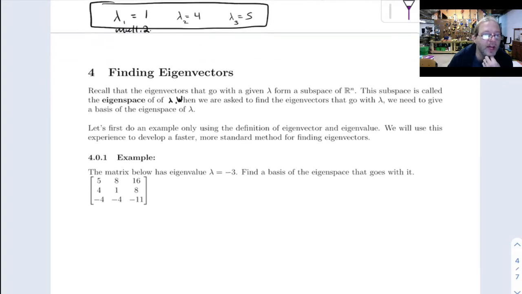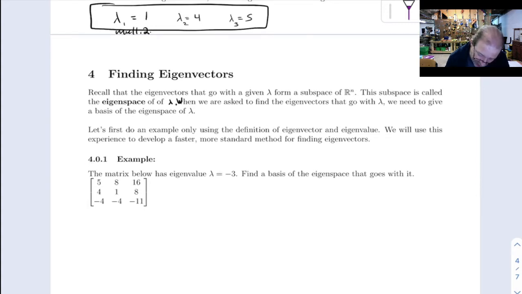All right, I want to look at how to find the eigenvectors that go with a given eigenvalue. Recall that the eigenvectors that go with a given eigenvalue form a subspace of Rn. This subspace is called the eigenspace of lambda. When we're asked to find the eigenvectors that go with lambda, it's good to just give a basis of that eigenspace. So I want to do some examples of this.